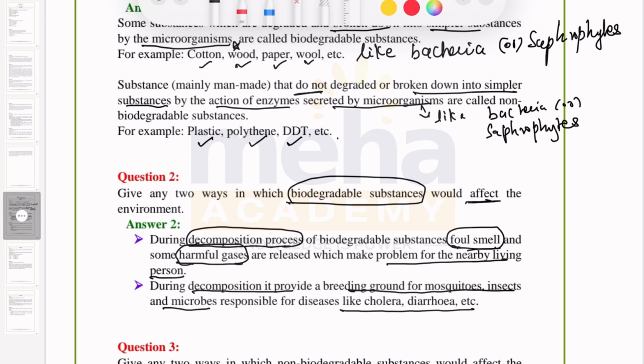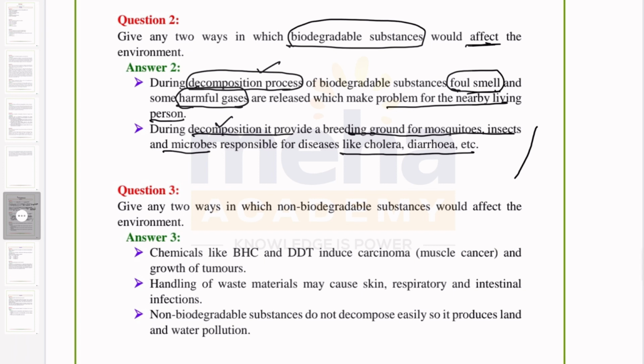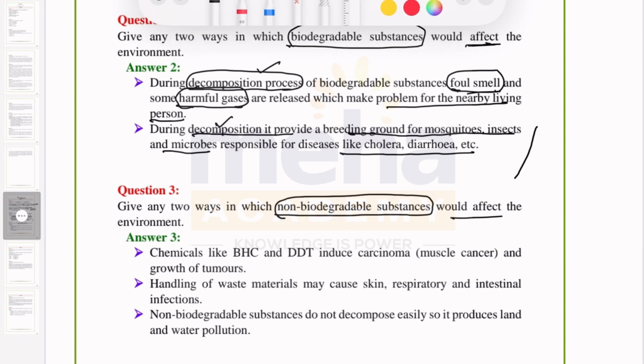The decomposition site will be a breeding ground for mosquitoes. Those are the disadvantages of biodegradable substances. We have to talk about the decomposition site and the process. Then we will say how the non-biodegradable substances would affect the environment.